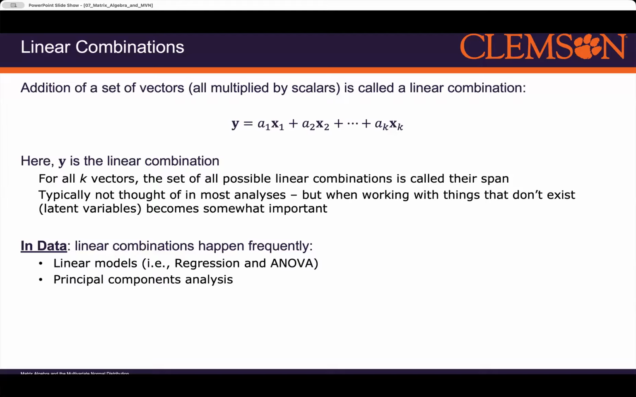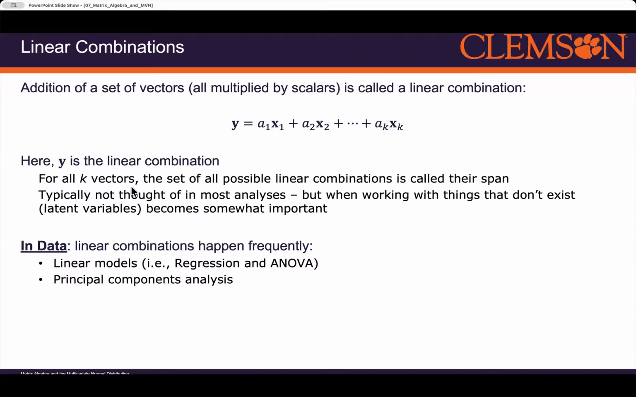Now, we don't often think about that in most analyses, but sometimes we do. That span of the vectors, the vector space itself, is a little bit more advanced matrix topic. But when we work with things that don't exist, say latent variables, psychological constructs, that span becomes somewhat more important, mainly because we can talk about changing its span, changing its basis for vectors as well.